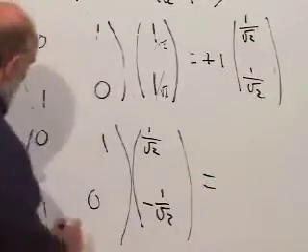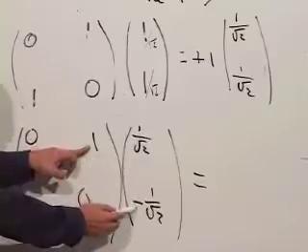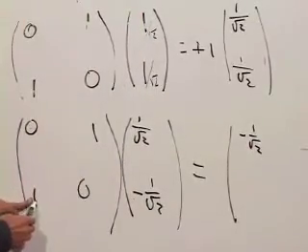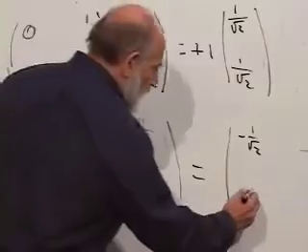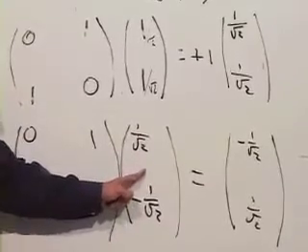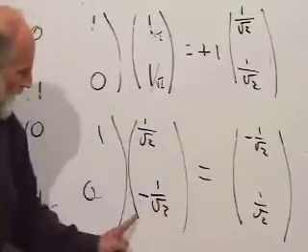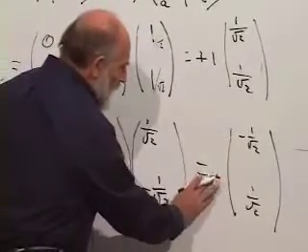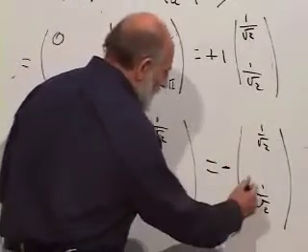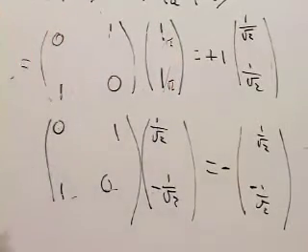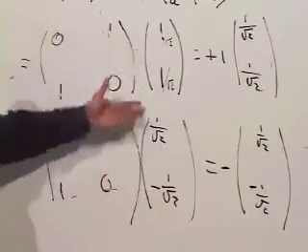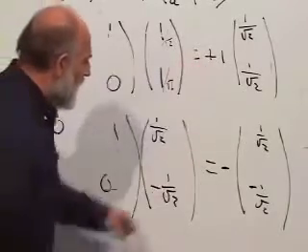Let's check it out. 0 times this, 0. 1 times this is minus 1 over square root of 2. And then here we have 1 over square root of 2 plus 0. So we have 1 over square root of 2. And that's the same thing as minus the vector that we started with. We have a minus sign here and the opposite sign here. It is minus the original vector. So we found another eigenvector, and this time the eigenvalue is minus 1. We found two eigenvectors with eigenvalue plus 1 and eigenvalue minus 1.